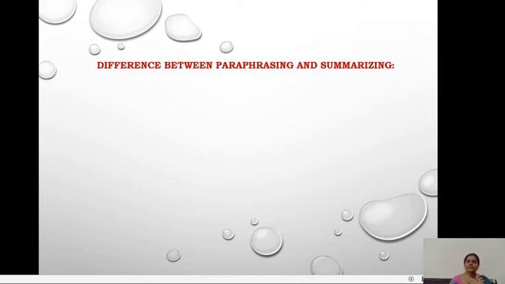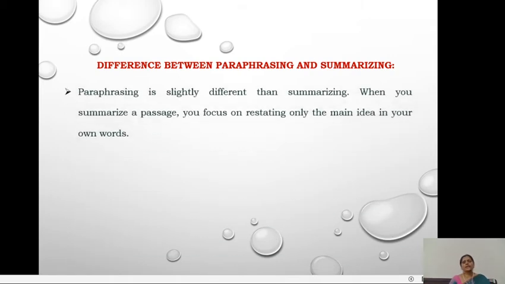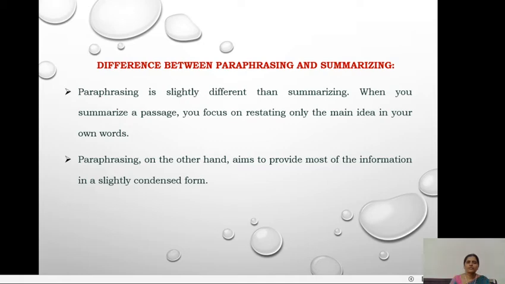So what is the difference between paraphrasing and summarizing? Paraphrasing is slightly different from summarizing. When you summarize a passage, you focus on restating only the main idea in your own words. Paraphrasing, on the other hand, aims to provide most of the information in a slightly condensed form. When you read a text, what you understood, you put in your words. It doesn't have to be short or concise. Sometimes a paraphrase might be a little lengthier than the original text.